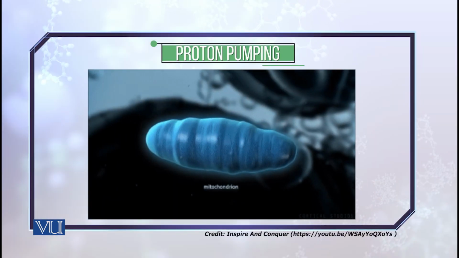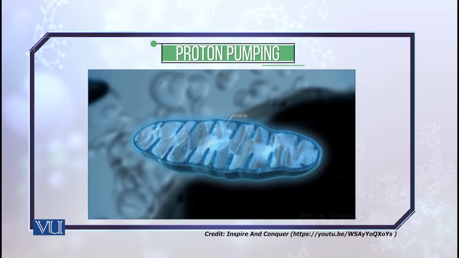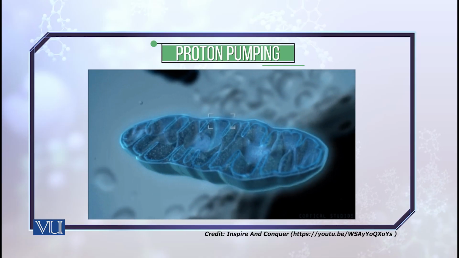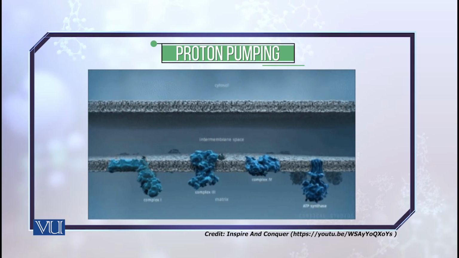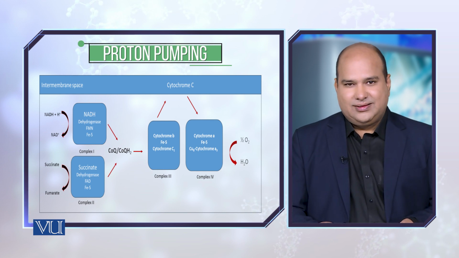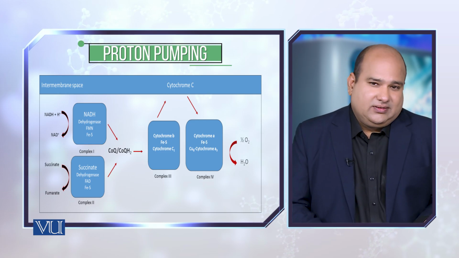Actually, what happens is that, if you remember, the electrons flow from complex 1 and complex 2 to coenzyme Q, and from coenzyme Q to complex 3 and then complex 4, and at the end of the day there is a terminal oxygen which receives the electrons and gives rise to the formation of water. So, what is the purpose of all this process? Is the only function of the ETC to give water at the end of the day?